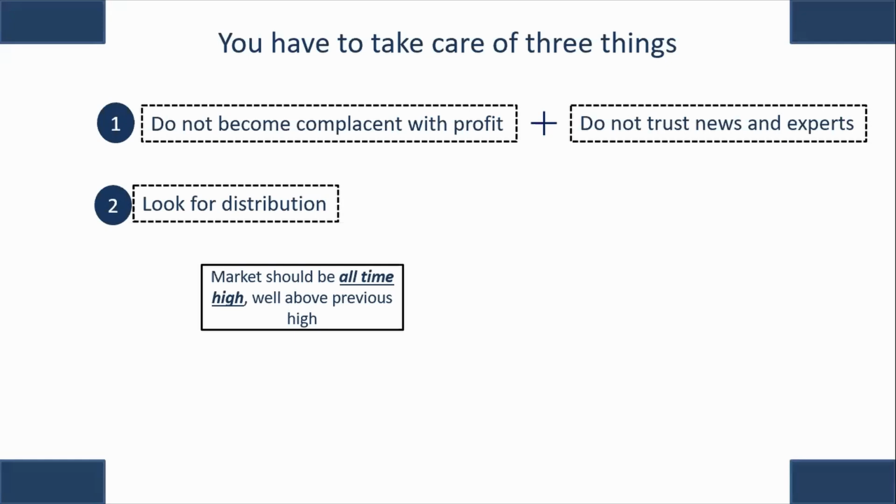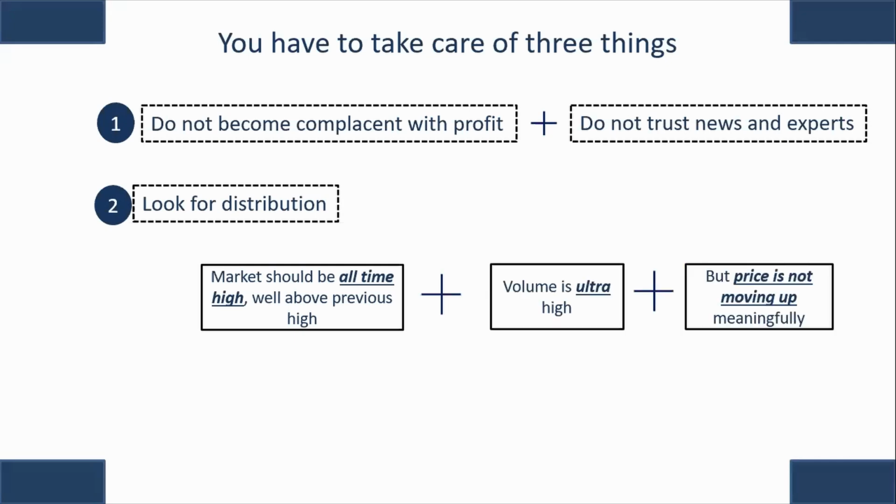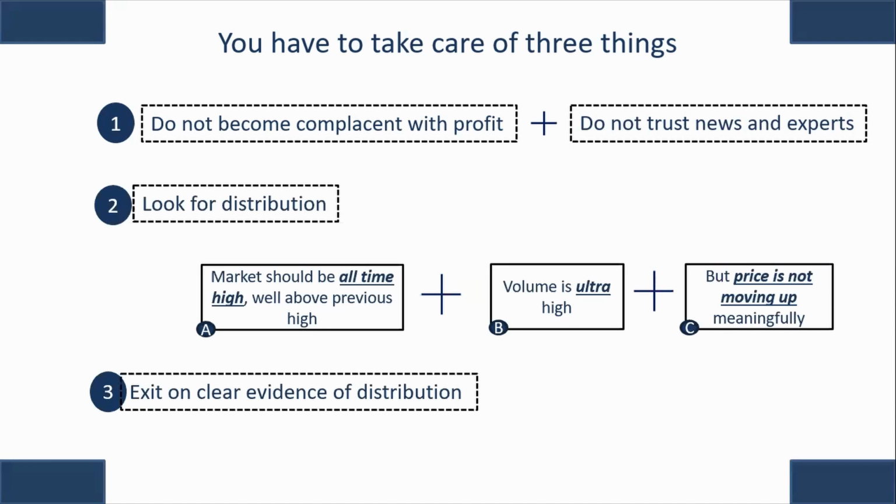Distribution, how to identify distribution? That market should be at all-time high. Volume should be ultra high. But despite volume being ultra high at all-time high, price is not moving up meaningfully. This means market has peaked. All three conditions together should be satisfied. And once you clearly see that, then exit.